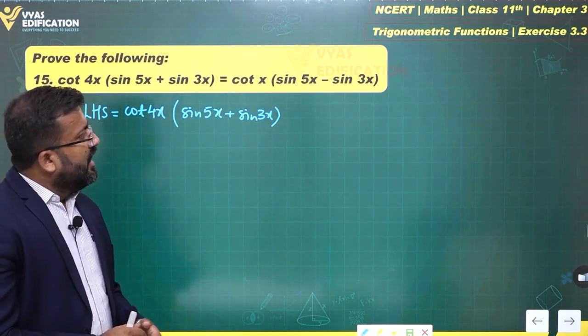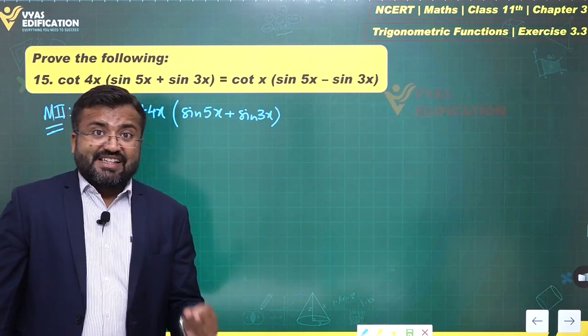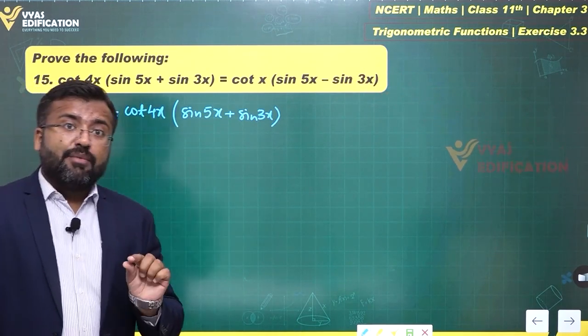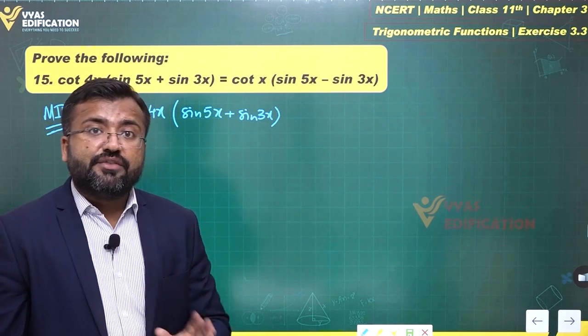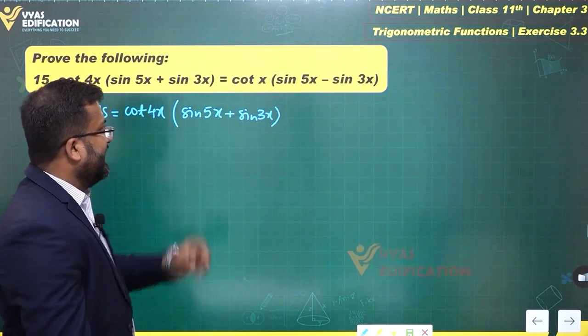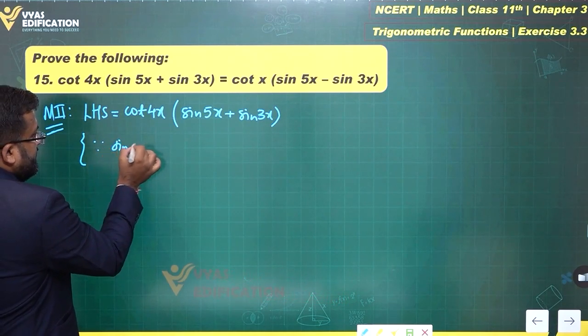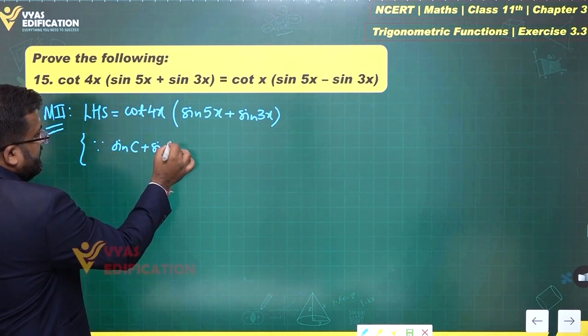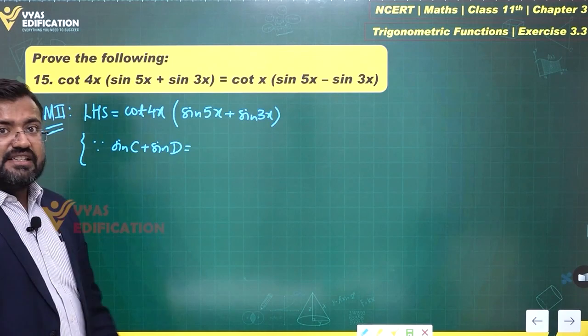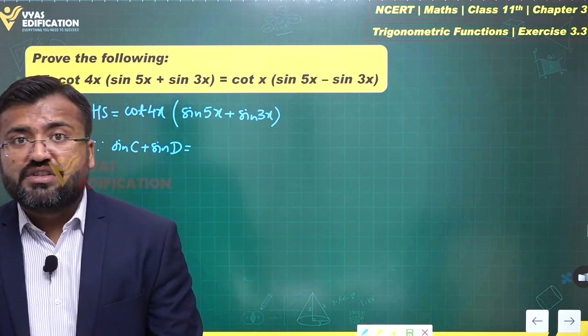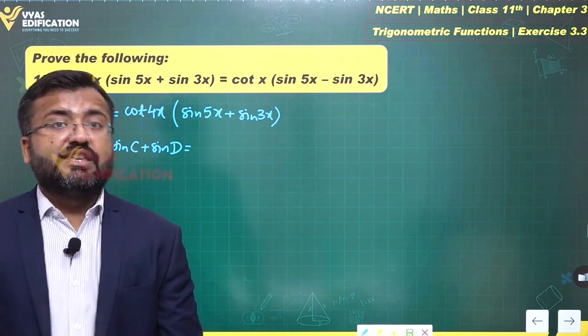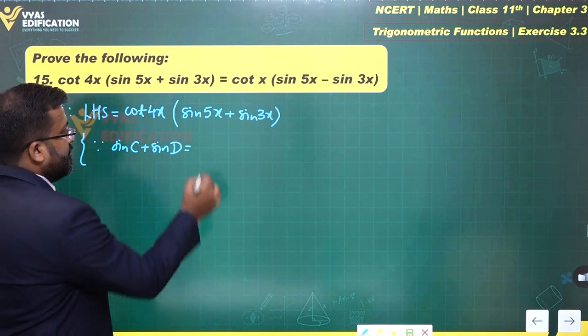Okay. What about the sine 5x plus sine 3x? This can be simplified using an identity of converting sum or difference into product. We know that identity. Let's use that identity. This looks like sine c plus sine d. Yes. Sine c plus sine d is equal to 2 sine c plus d by 2 cos c minus d by 2. Let's use that.